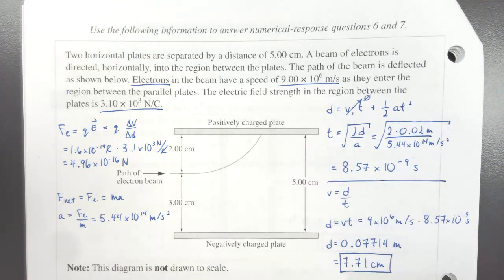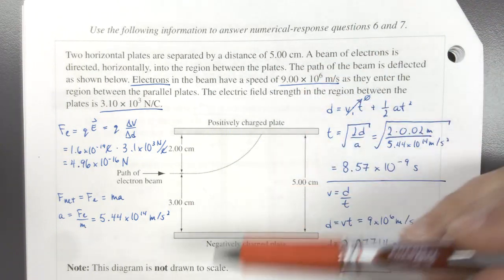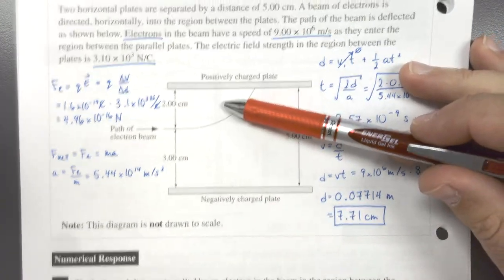The question's asking me what is the horizontal distance traveled, and I know I can't just measure the plates. Although, wink, wink, nudge, nudge, on the test you will have to measure the distances with your actual ruler. Bring a ruler.